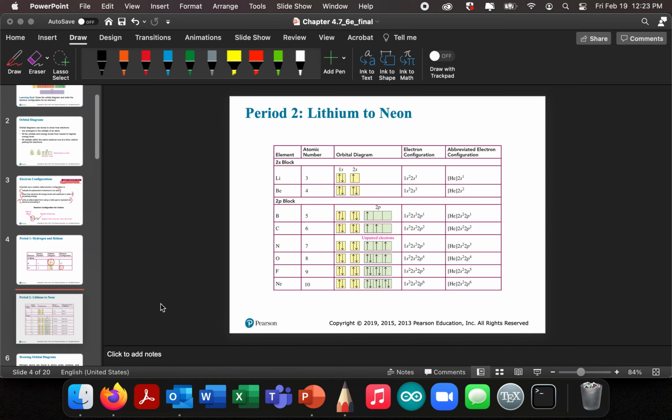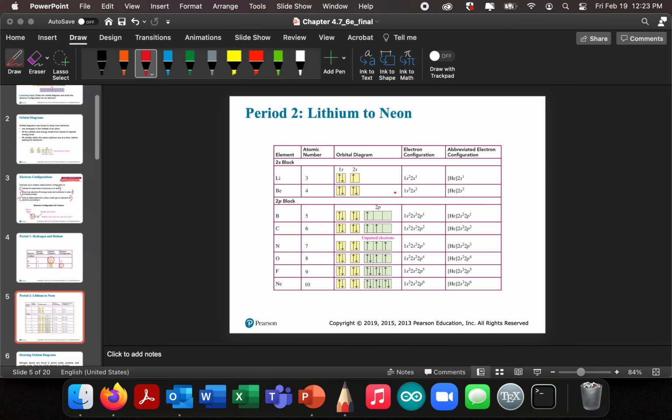All right, so here's just an overview of all of the electronic configurations and orbital diagrams for lithium to neon, right? 3 electrons, 4 electrons. The 2p starts to get filled up here all the way up to neon.